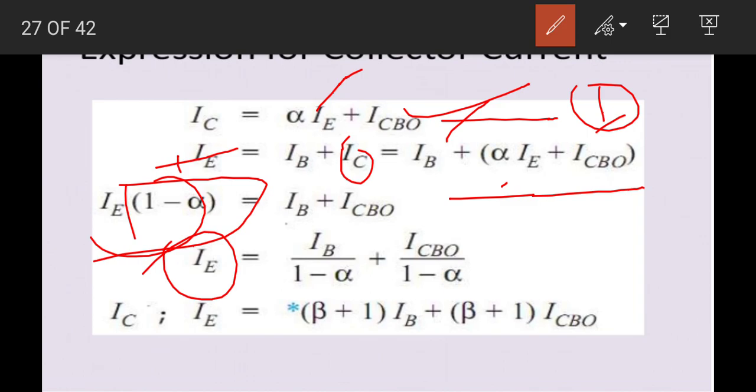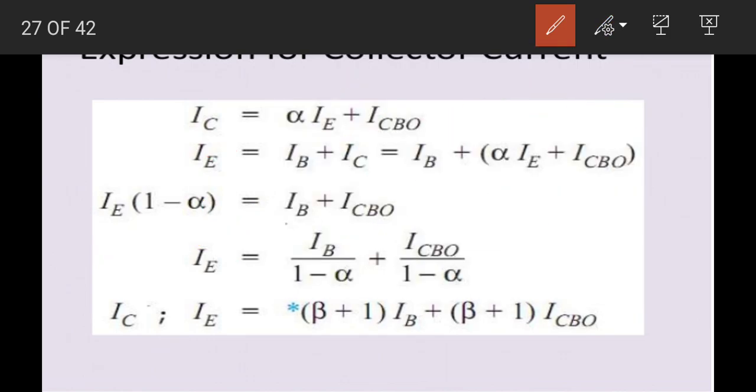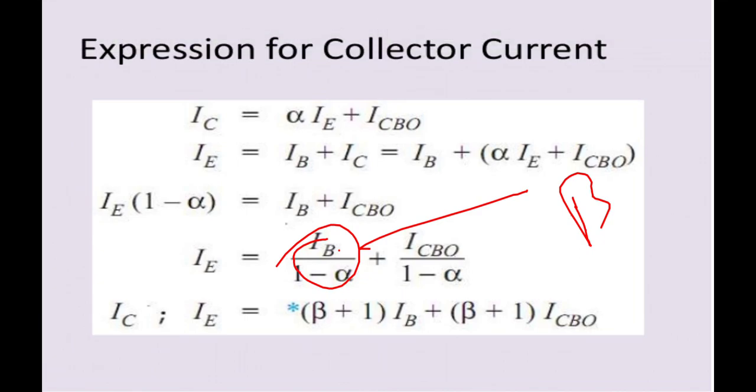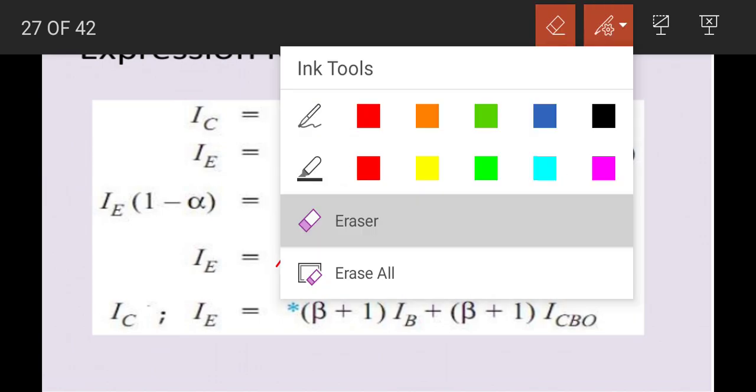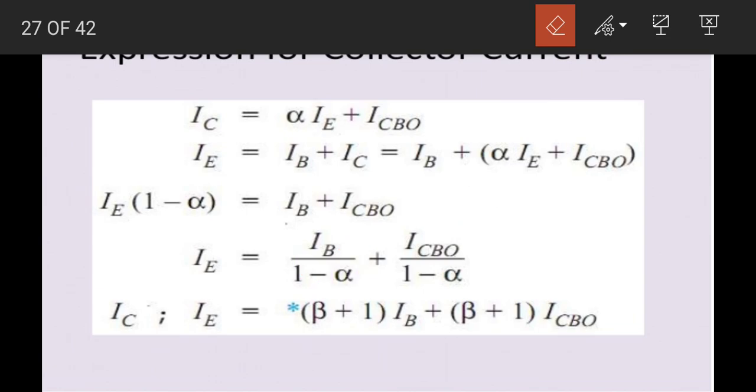We already know this value. This value is beta. This value is known as the beta factor. This is the beta value. So this value is put with IB, 1 upon this value, 1 upon beta.